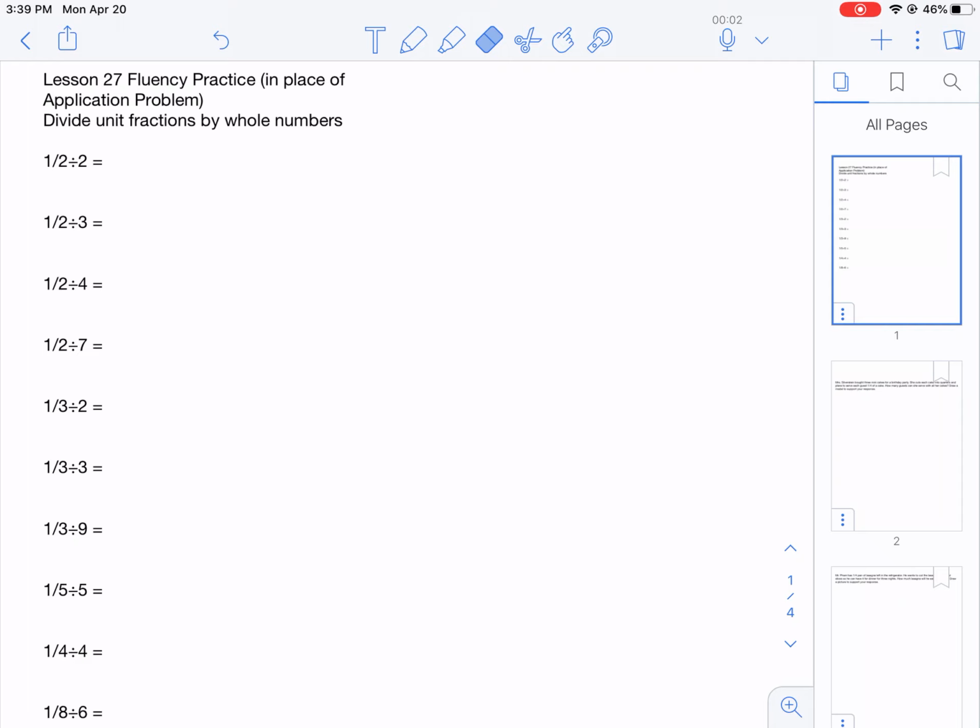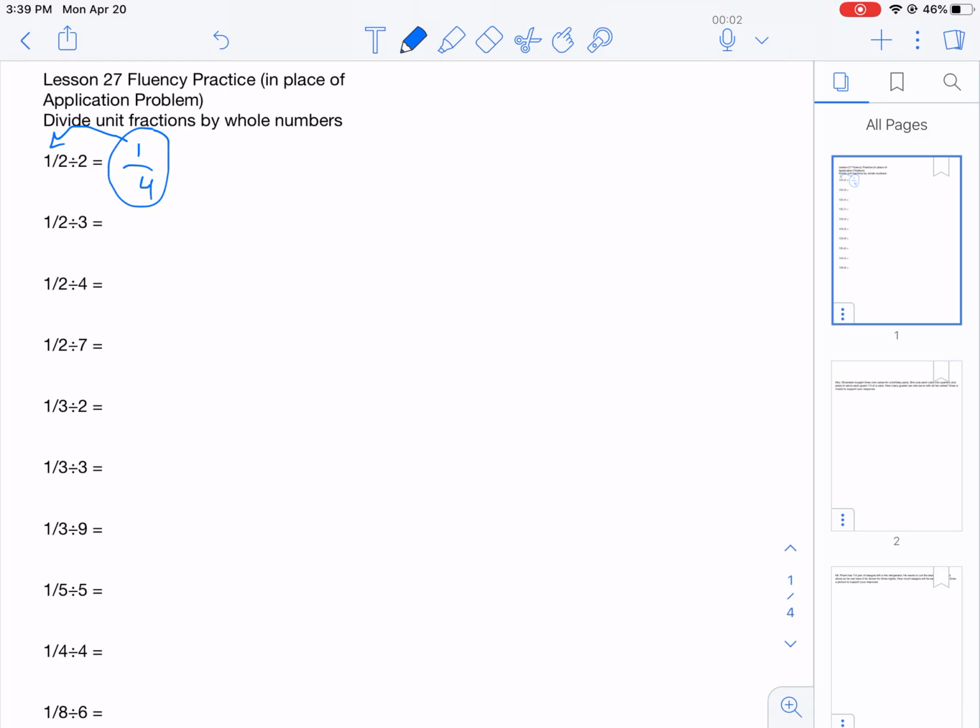All right, y'all, so here are the answers. We're going to go over the answers and talk about some patterns that we see. This is exactly what we did yesterday in lesson 26. Let's start with 1/2 divided by 2. That is 1/4. Remember that when you are dividing a fraction by a whole number, your answer is always going to be smaller than the number that you started with, which was 1/2. So our answer is smaller.